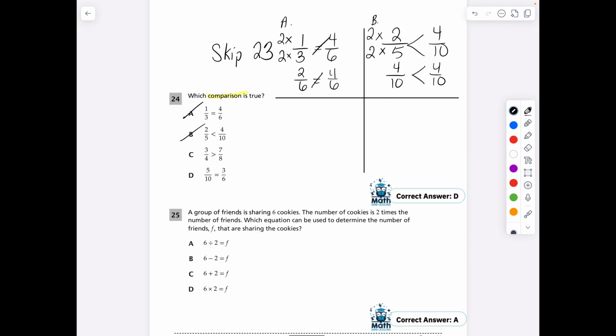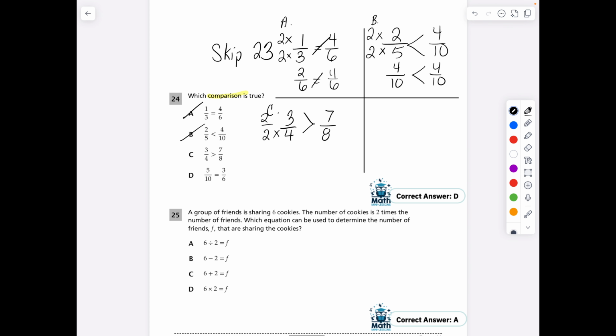All right, let's go to C. And I have 3/4 is greater than 7/8. Okay, what would I multiply? I know that 4 times 2 makes 8. So I'm going to multiply by 2 on the top. This is what I mean by property of 1, because this is still multiplying by 1. So my fraction has the same value.